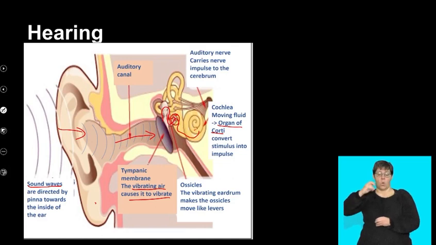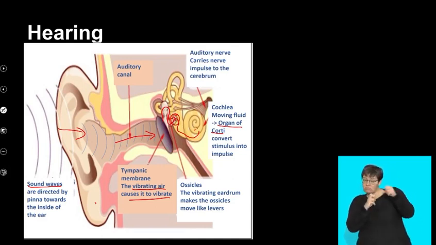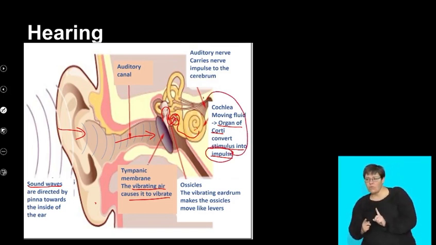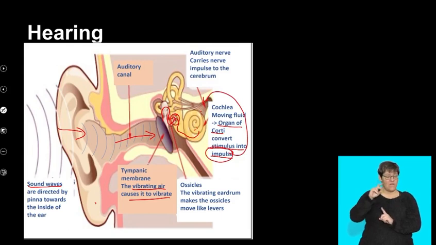And what happens when a receptor cell is stimulated? It converts it to an impulse. It will always convert the stimulus into an impulse. What happens to that impulse? It will go via the auditory nerve, which is there, to the brain. But now we don't talk about the brain, we talk about the cerebrum.